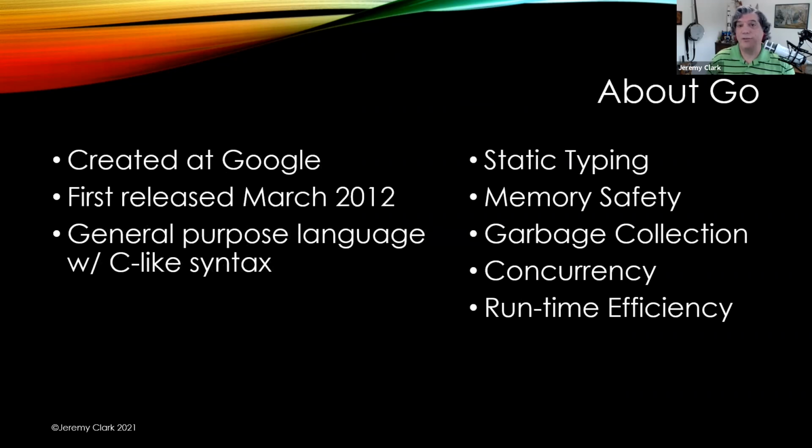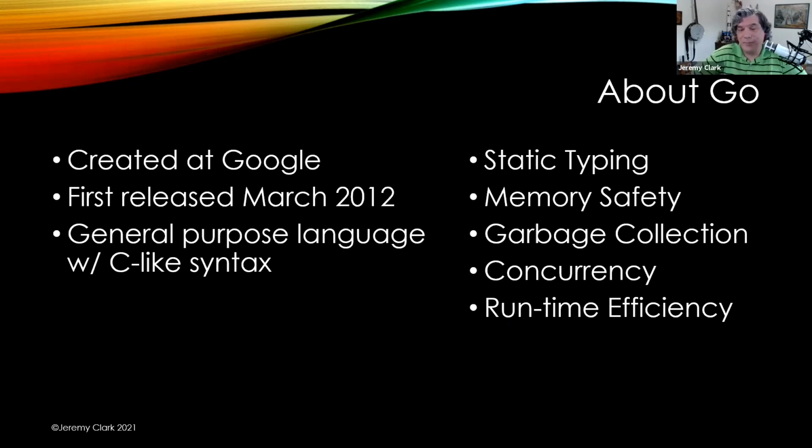A little bit about Go itself. It was created by Google. It first released in March 2012. That was the 1.0 release, but it's Google, so there were betas for a long time before that. And it was designed as a general purpose language that has a C-like syntax. So it has curly braces. So if you're familiar with curly braces, you should be pretty happy there.